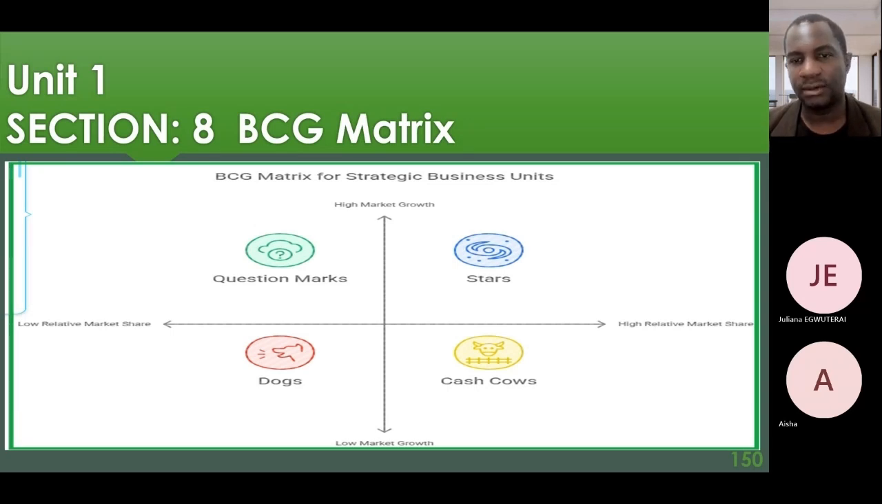So just understand the quadrant and know how to apply it by the market growth rate and the market share, each of these components command.